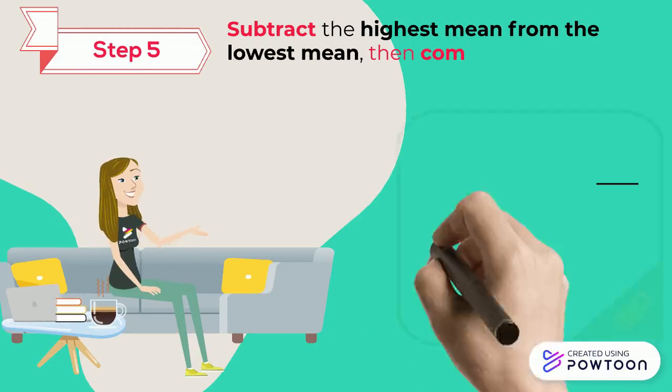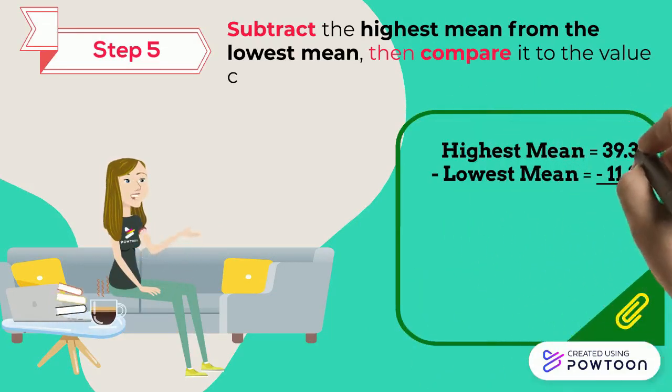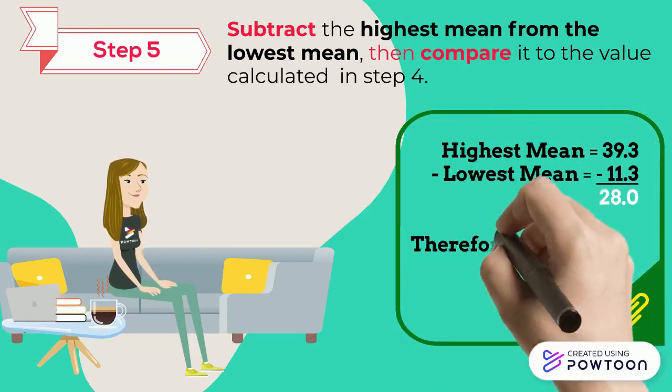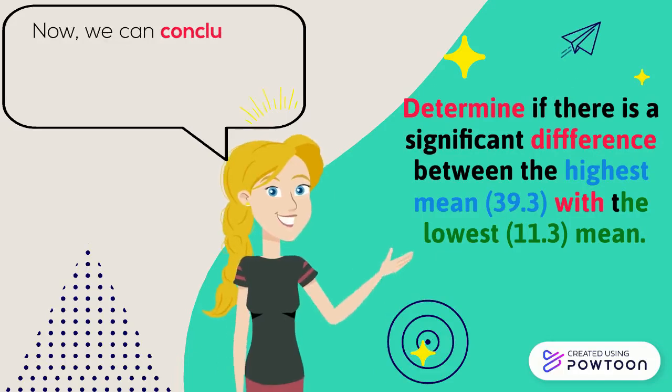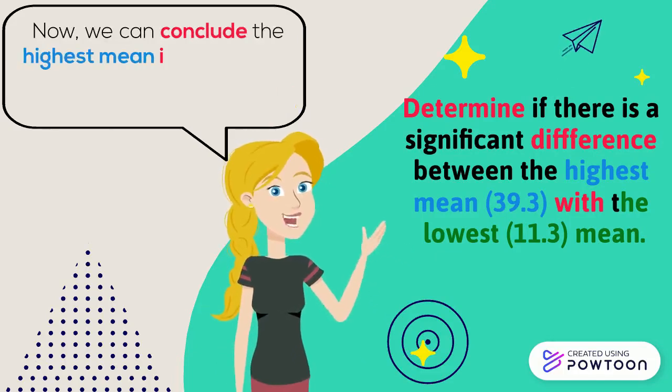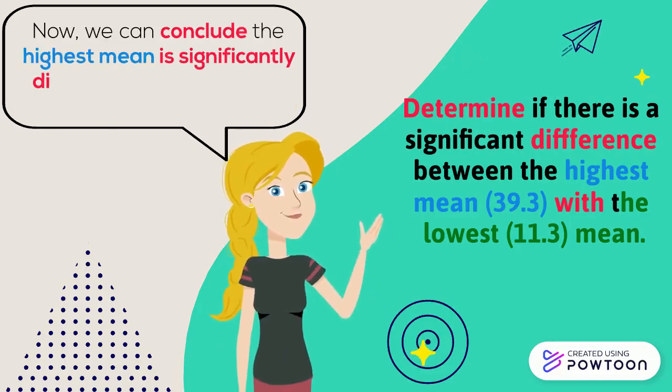Next, I want to calculate the actual difference between my two means. If I subtract the lowest mean from the highest mean, I get a difference of 28. And I'm going to compare that with the value I just calculated of 10.5. 28 is greater than 10.5, so we can conclude the highest mean is significantly different from that of the lowest mean.